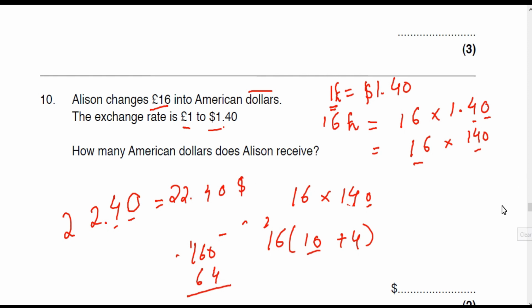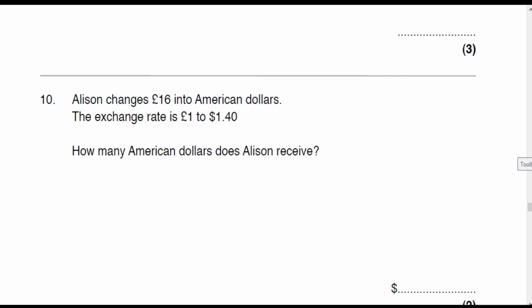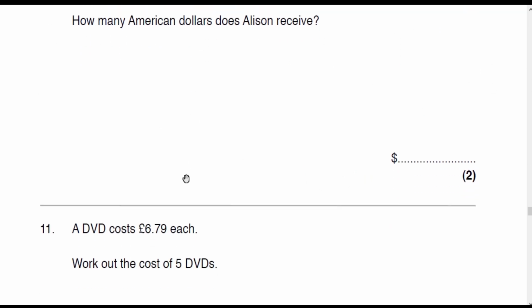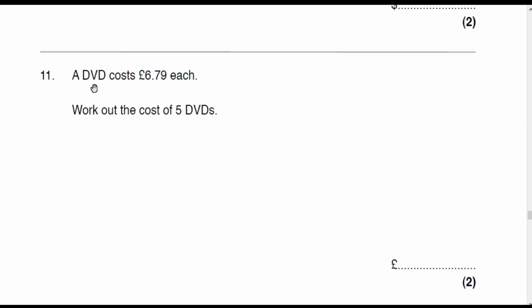Okay, now I'm going to move to the next question. Okay, so now here a DVD costs £6.79. Work out the cost of 5 DVDs. So you can do it yourself, right?